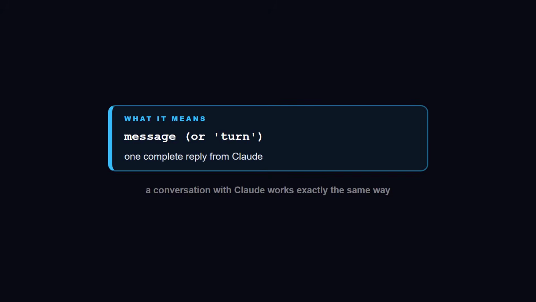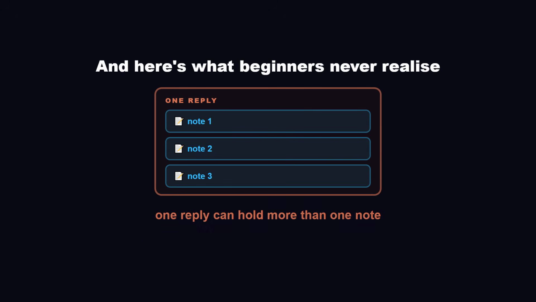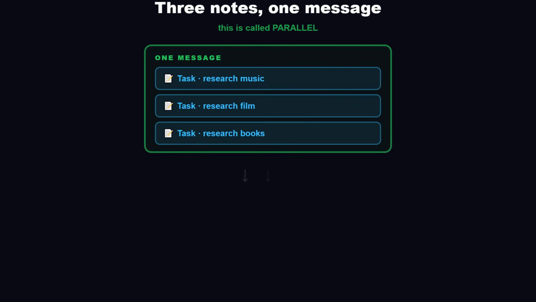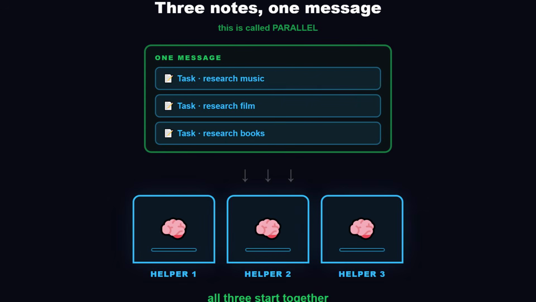And here's the thing beginners never realize. One message can hold more than 1 note. More than 1 tool call. 3 requests, all inside a single reply. That is the entire secret of this lesson. Hold that thought. Okay, now watch. If the coordinator wants 3 helpers at once, it writes 3 task notes, all inside 1 message, 1 reply, 3 notes. All 3 start together.